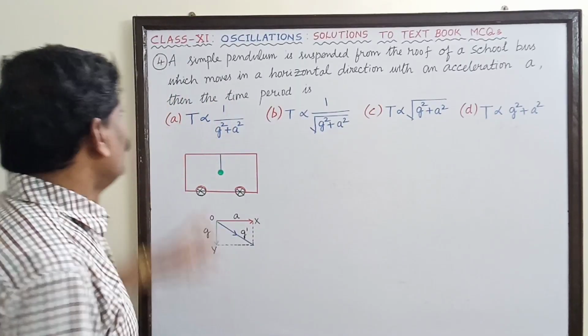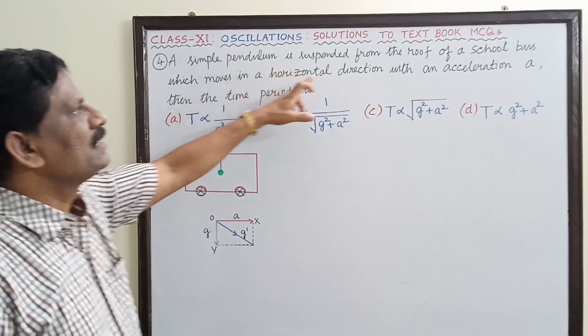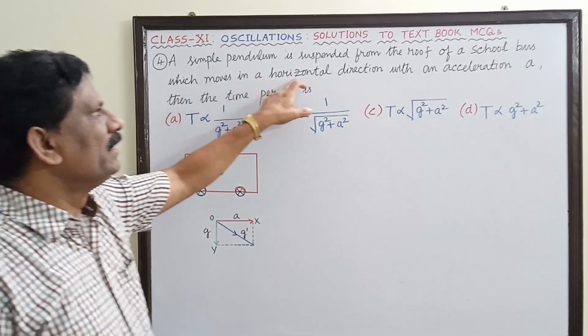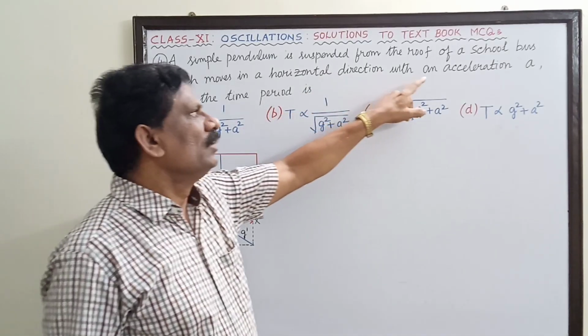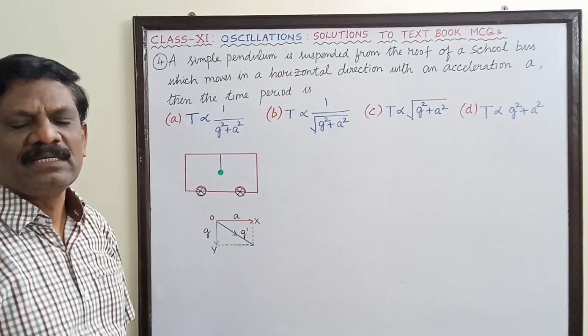Hi students, problem number 4. A simple pendulum is suspended from the roof of a school bus which moves in a horizontal direction with an acceleration a. Then the time period is to be determined.